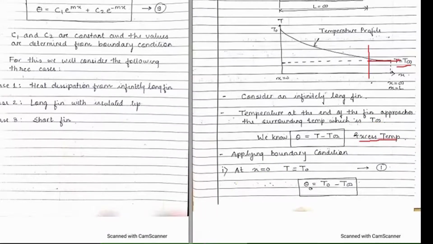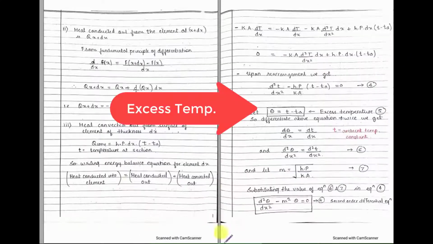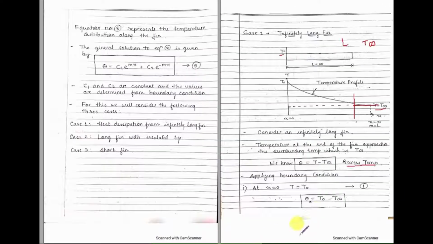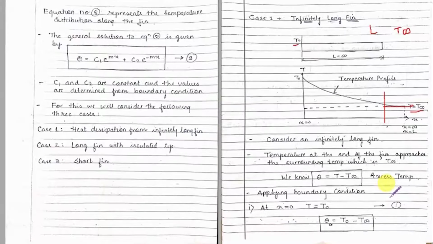We have seen this. I will just go back and show you. See, this we have seen: theta is equal to T minus TA. Here I have changed the notation a little bit, so theta is equal to T minus T infinity. And what is this T? T is the temperature at a particular location with respect to X.